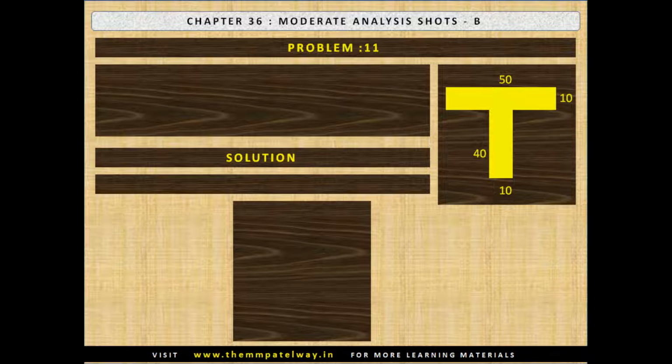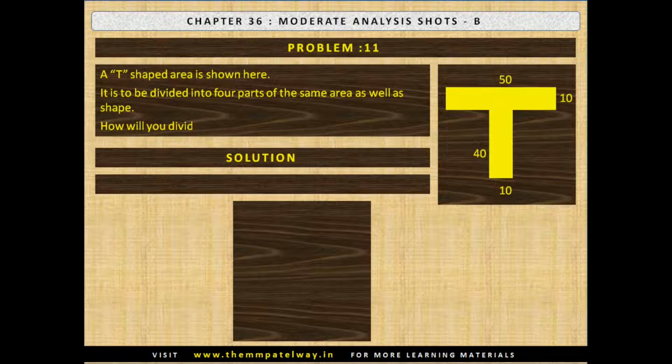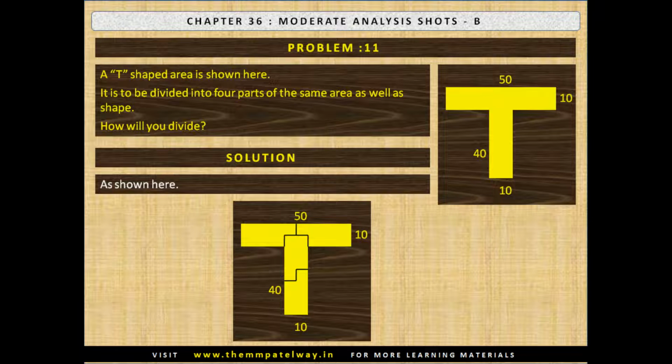Problem number 11. A T-shaped area is shown here. It is to be divided into 4 parts of the same area as well as shape. How will you divide? Now stop the video and solve the problem. The solution follows. As shown here, you can divide the area into 4 equal and similar parts.